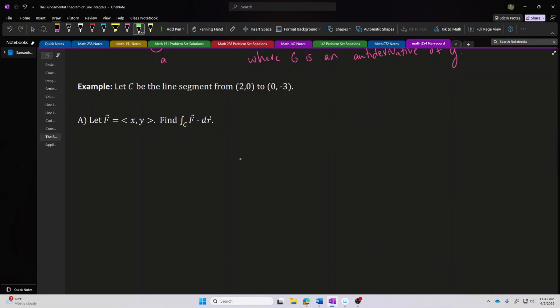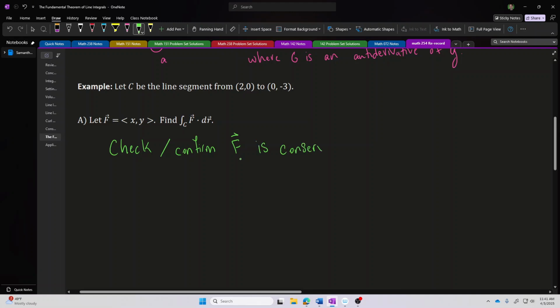So the first thing that I would do in a situation like this, if I didn't already know, I would check slash confirm the vector field that I am working with is conservative. We could call this in some sense step one. So as usual, I would check this by calculating the curl of the vector field, using in this case the formula for two-dimensional curl. And I would confirm that the result of that curl is always equal to 0, and that is indeed true.